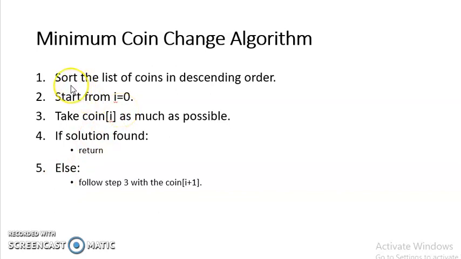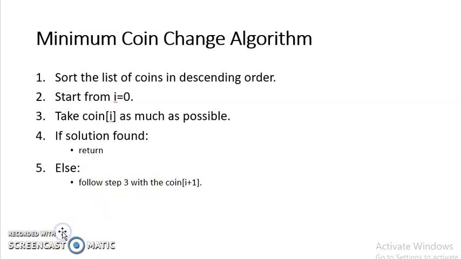So the first step would be to sort the list of coins in descending order. Now start from i equal to 0. Now this i points at the start of the list of coins, which is sorted in descending order. Now take the largest coin, which is at the start of the list. So take coin i as much as possible. If you have found your solution, then you return. Otherwise, you follow step 3 with the next coin.